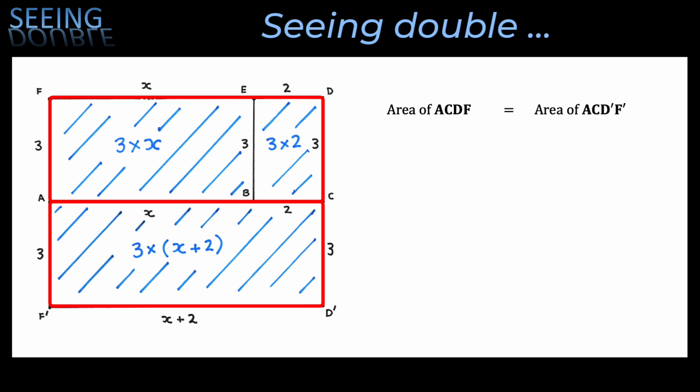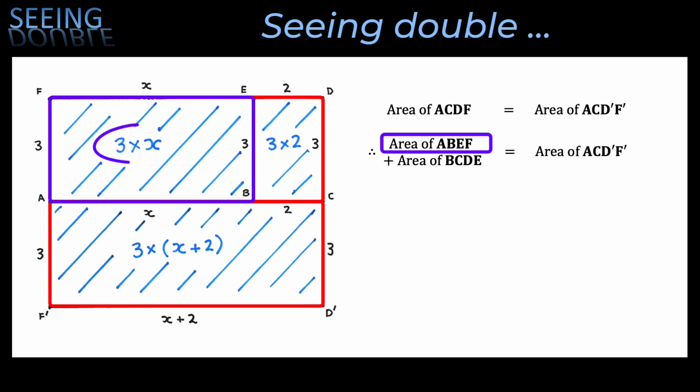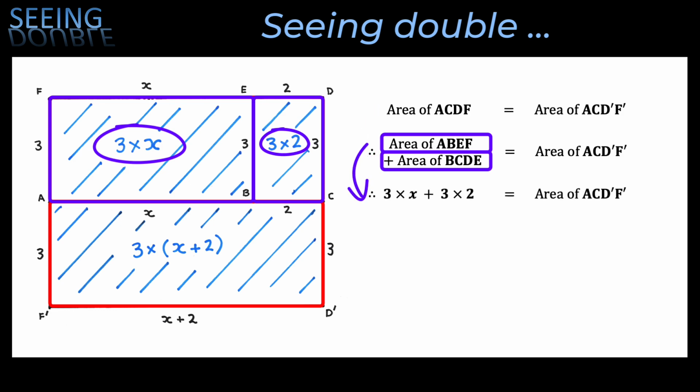Rectangle ACDF is comprised of rectangle ABEF, which we have labelled as having an area of 3 by x, and the rectangle BCDE, which we have labelled as having an area of 3 by 2. As such, the area of rectangle ACDF must be the sum of these two areas, so it can be represented as 3 by x plus 3 by 2, which can also be written as 3x plus 6.